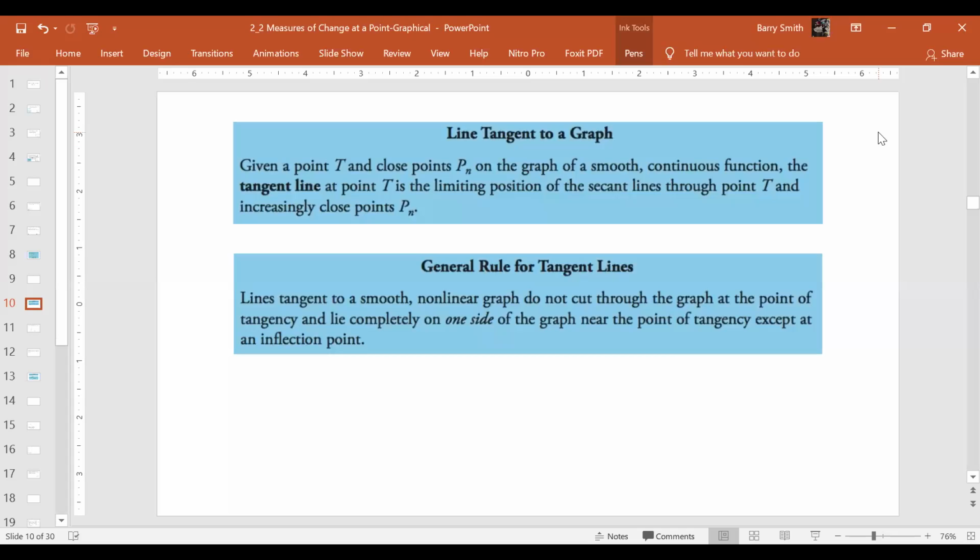All right, so a couple of definitions here. The line tangent to a graph: if we're given that point T where we're going to be tangent, and the close points P sub n on the graph of a smooth continuous function, the tangent line at that point T is the limiting position of the secant lines through point T and increasingly close points P sub n.